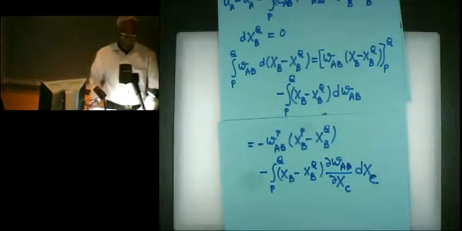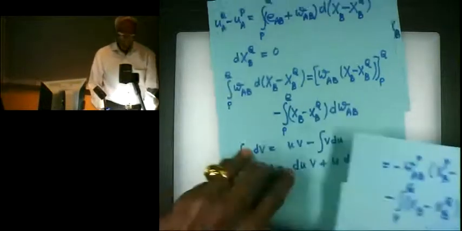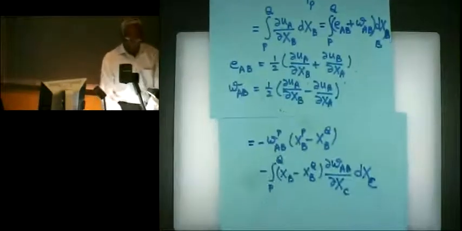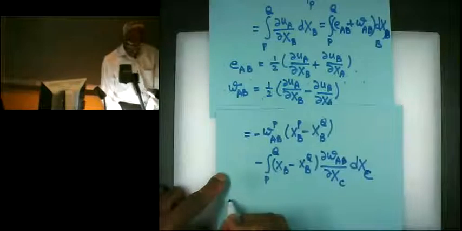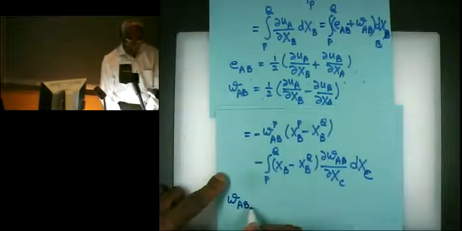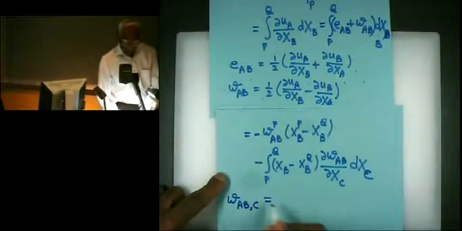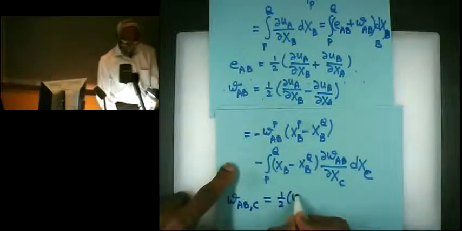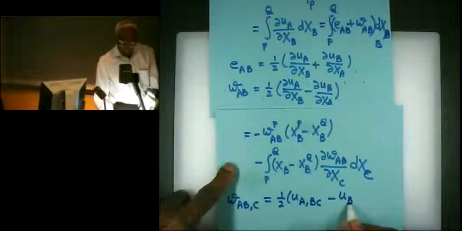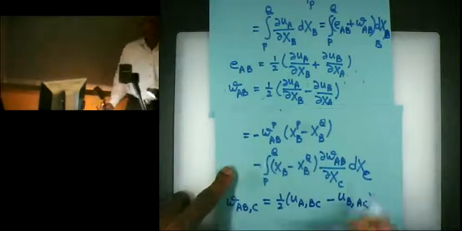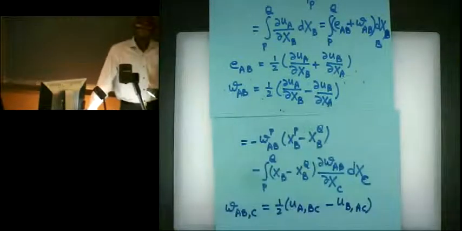So now let's go back to this definition of omega AB. So omega AB comma C is 1/2 UA comma BC minus UB comma AC. I guess UA comma B minus UB comma A. So it's UA comma BC minus UB comma AC.